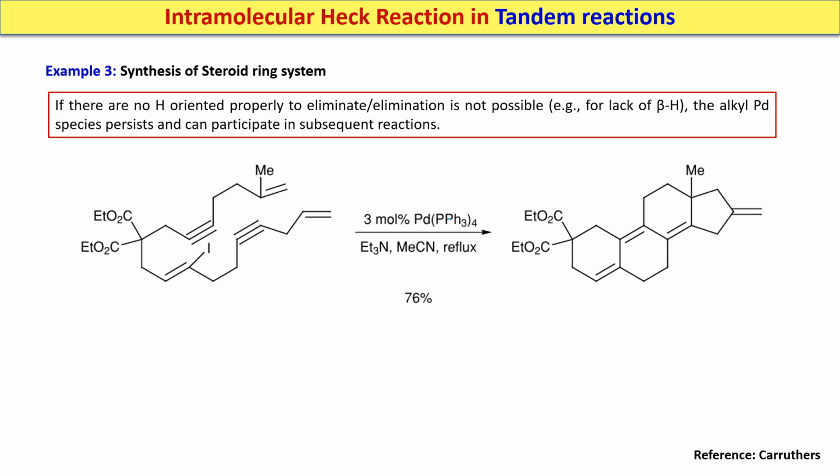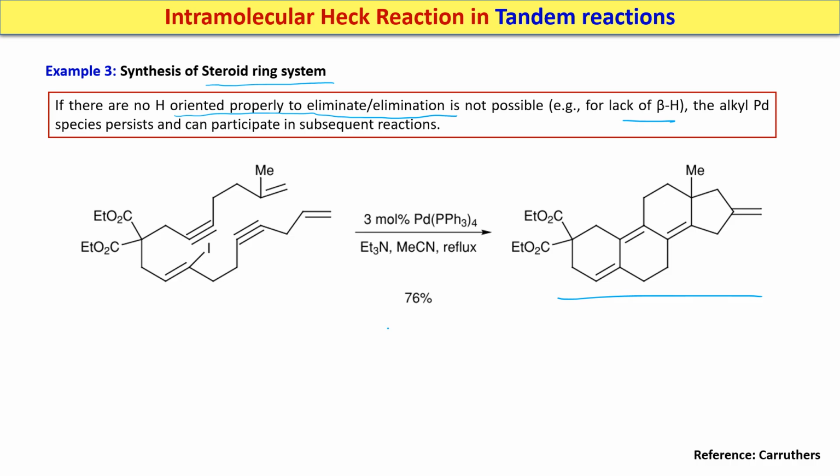Next example, synthesis of a steroid ring system. Sometimes what may happen, this is an example of a tandem reaction. When this tandem reaction is possible, here we are getting a steroid ring. If you look at the final structure, this is a steroid ring. Now, if there is no hydrogen oriented properly for elimination, or sometimes it may also happen that elimination is not possible because of the lack of beta hydrogen, or maybe some other reason. Whatever it is, if it is not possible, then what will happen?